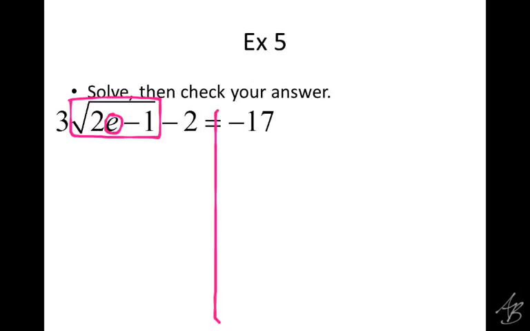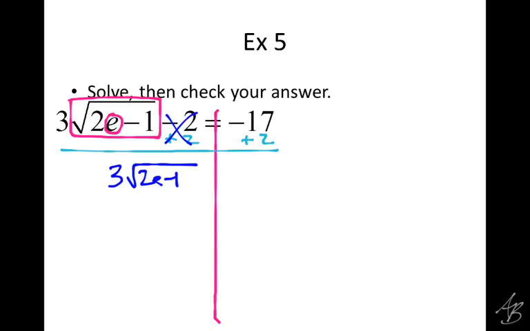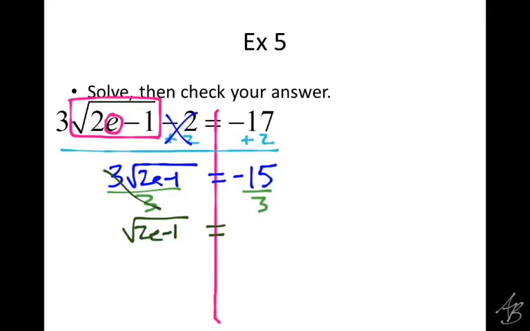Which one first? The 3 and the negative 2. Which one first? The minus 2. So we'll add 2 to both sides. On the left side, those 2's cancel and everything else comes down. On the right side, negative 17 plus 2 is negative 15. Then we want to get rid of the 3 by dividing by 3. So we do that on both sides. 3's cancel, leaves the square root of 2e minus 1. On the right side, negative 15 divided by 3 is negative 5.